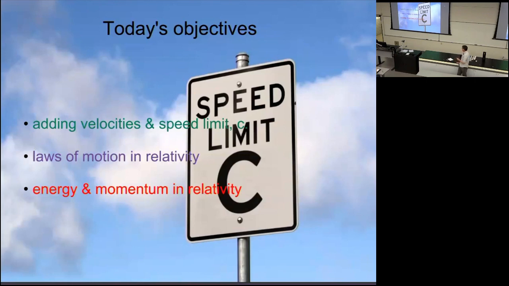I want to talk about the laws of motion in relativity. We talked about the laws of motion in Newtonian space-time. Now we're going to talk about them in relativistic space-time. In particular, we're going to focus on energy and momentum in relativistic space-time, and we're going to look at some examples, illustrations of energy and momentum in relativistic space-time. This is where we're going to meet the most famous physics equation, E equals mc squared.